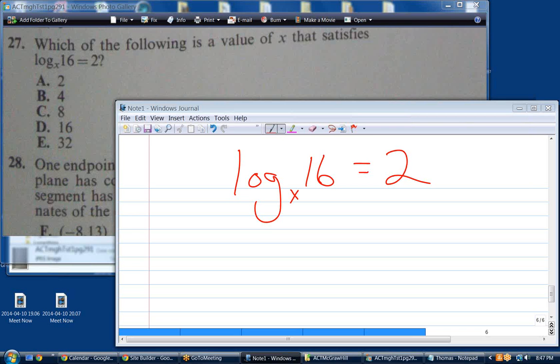Well, the way you solve this is x to the 2 power equals 16. x must be 4. 4 squared equals 16. In other words, whenever you have a log problem, you take the number on the far left, raise it to the power of the number on the far right, and it's equal to the number in between.